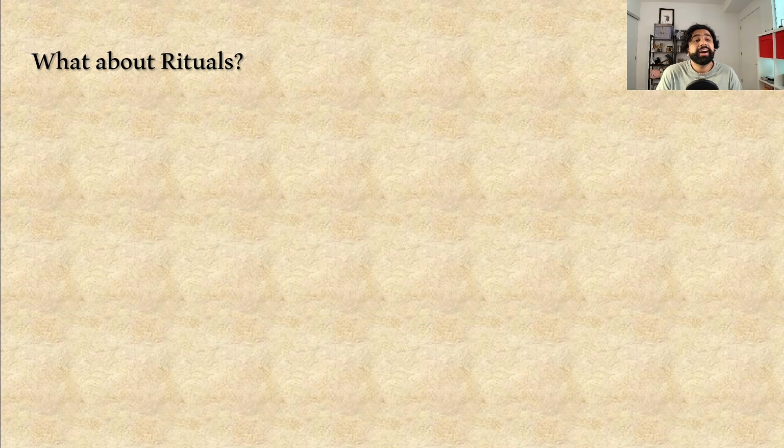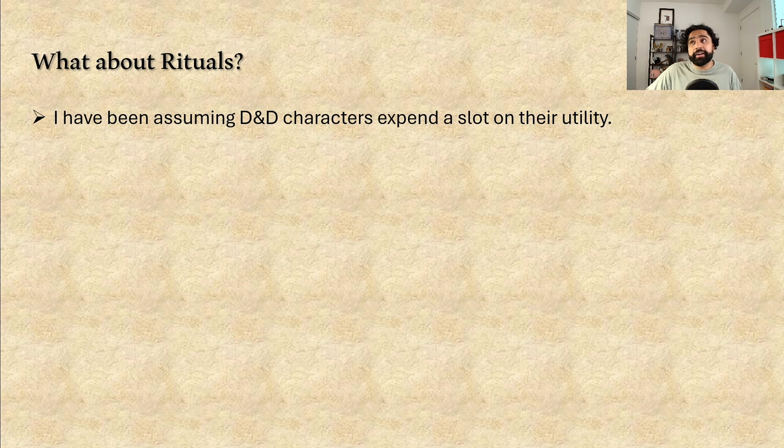But now we gotta address the Find Familiar shaped elephant in the room. I have just been assuming that D&D characters are expending a spell slot on their utility, but most of the time they don't have to do that for some minor short-term utility. Ritual spells exist and they gotta be addressed. If I don't address them, I'm not making a complete and fair argument.